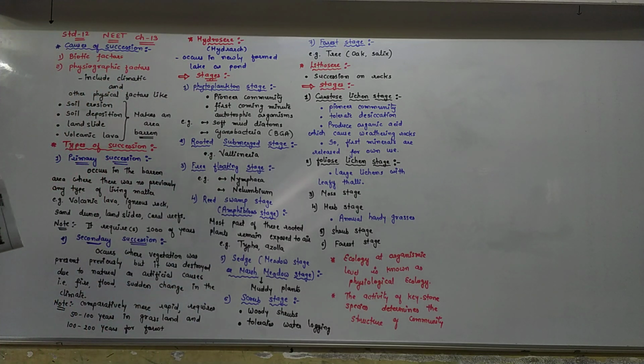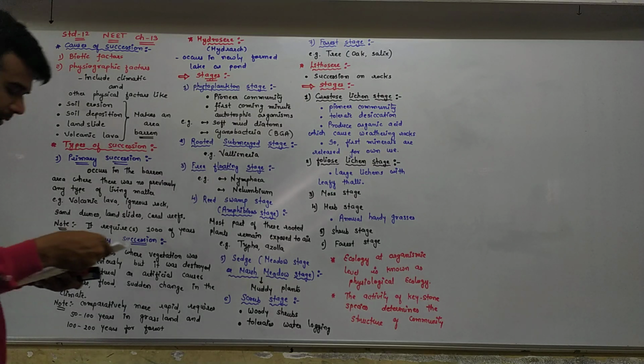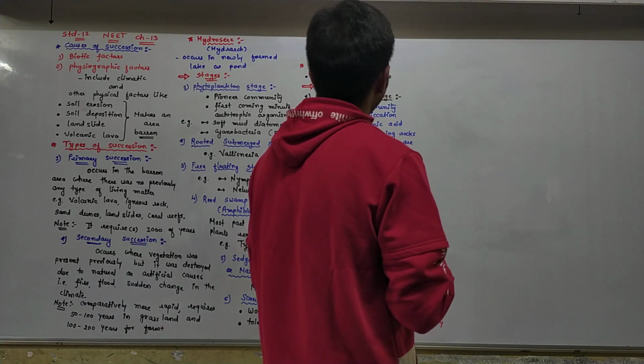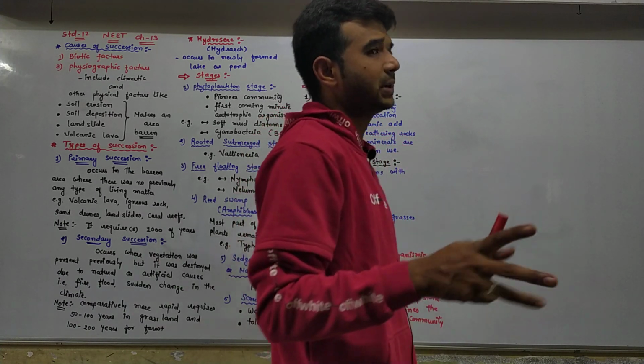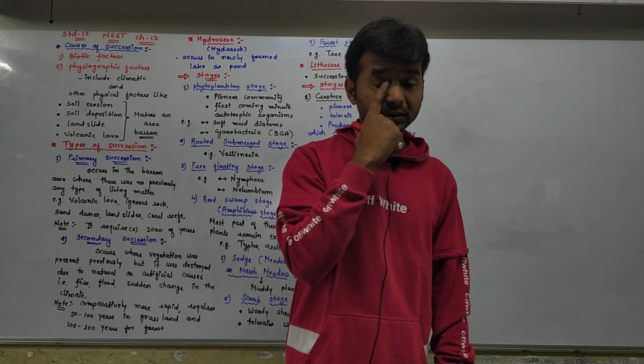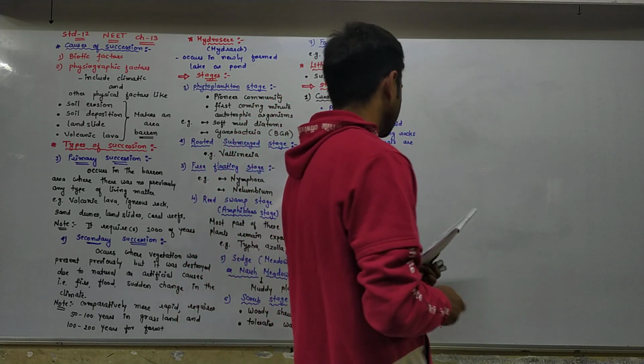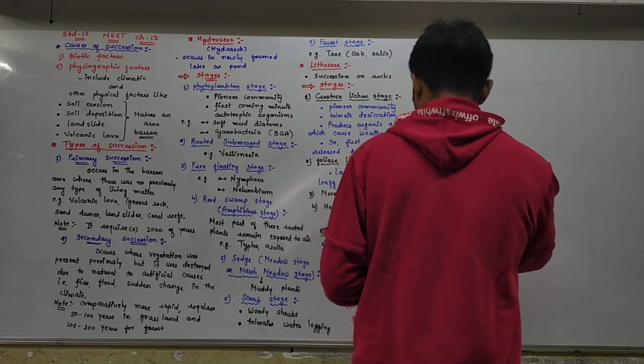Okay, so this is about the succession, types of succession, hydrosphere, lithosphere, all these important points. Now at the end of this chapter, interspecific interactions are given there. Plus, minus, minus, 0, plus, plus, like that. So let us discuss with the topic.